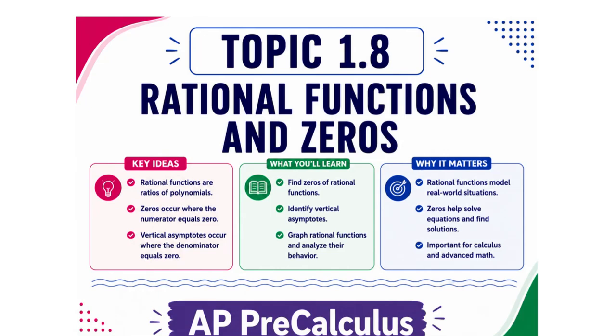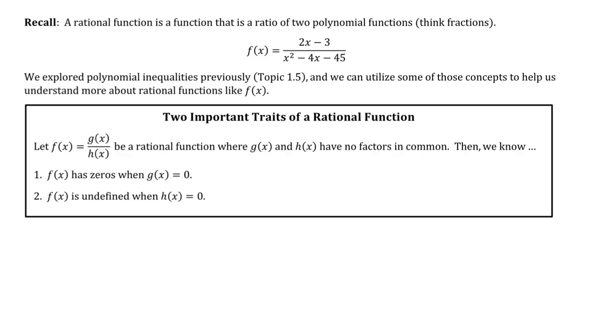Today's topic is topic 1.8, rational functions and their zeros. Recall that a rational function is a function that has a polynomial function on the top and a polynomial function on the bottom, where the bottom has to have an x. So let's go down to these two important traits down here.